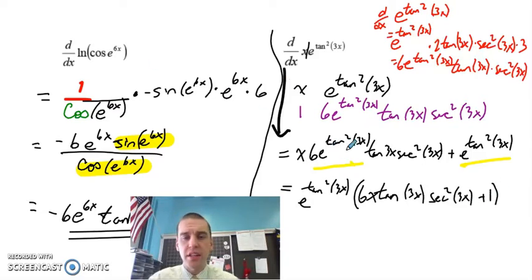Right now, the idea of factoring is not necessarily important. It will become later on. So being able to see that you can take out an e tan squared of 3x of each term is important to see. Not exactly right this minute, but will be later on.